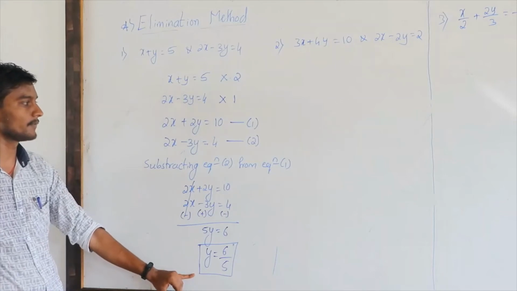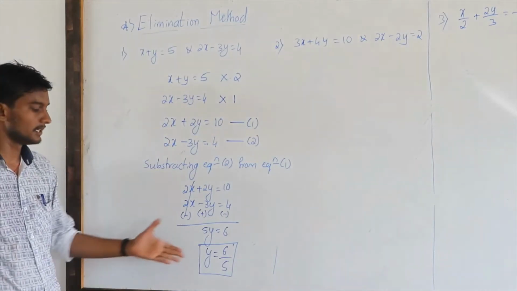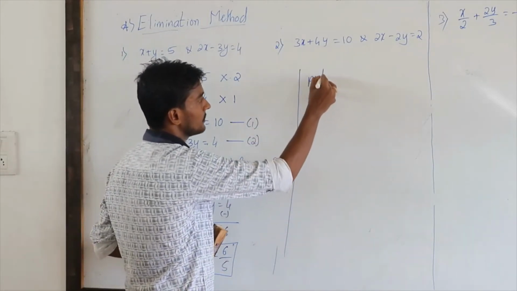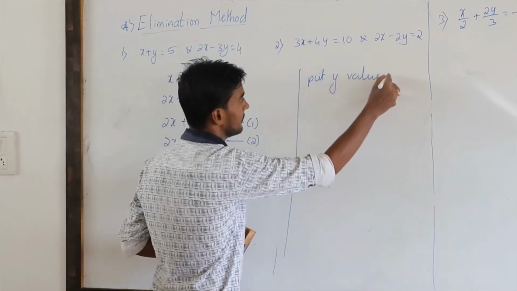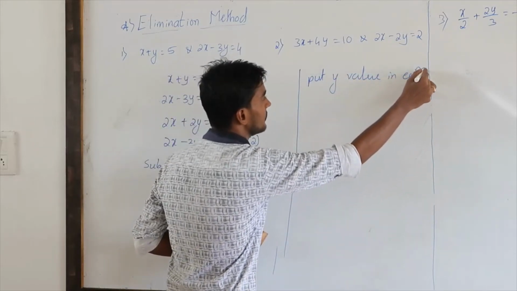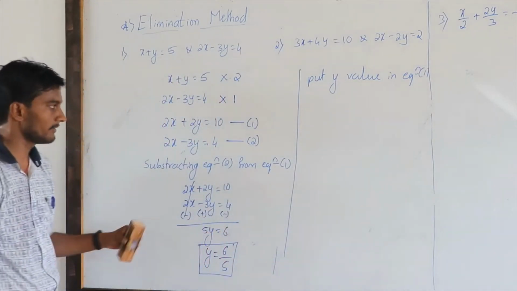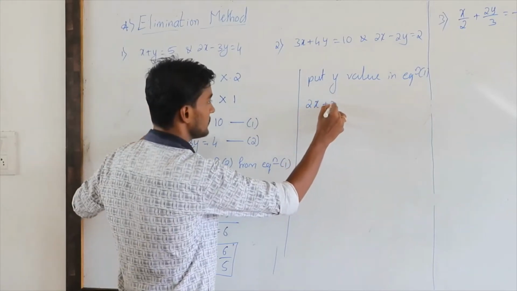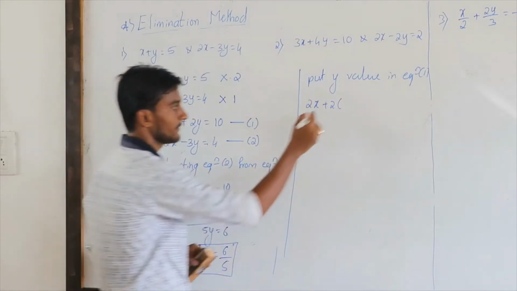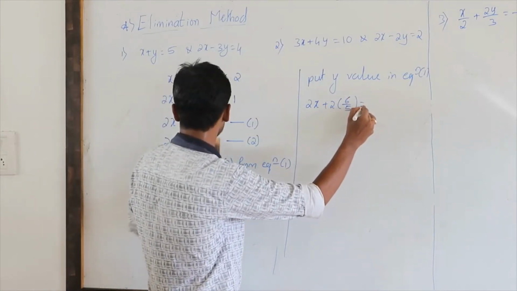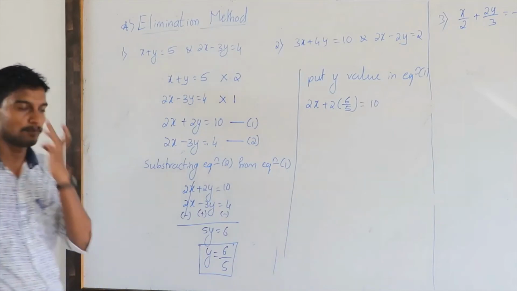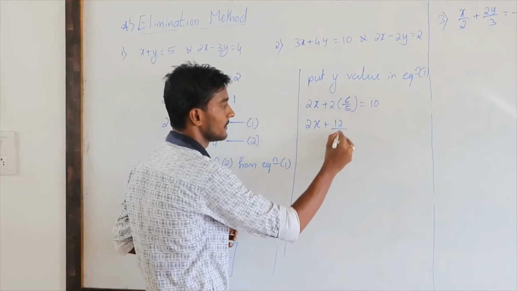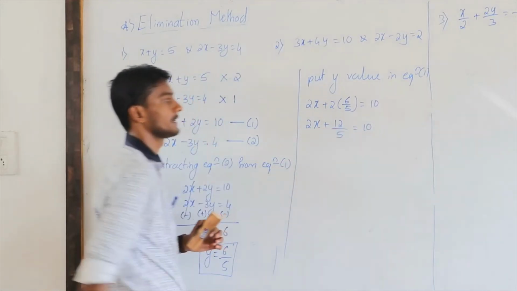This y value you have to put in equation 1 or in equation 2, and you get the x value. Put the y value in equation 1. If you put the y value in equation number 1, we have 2x plus 2y is equal to 10. The y value is 6 divided by 5. This is equation number 1. So 2x plus 2 into 6, 12 divided by 5, is equal to 10.